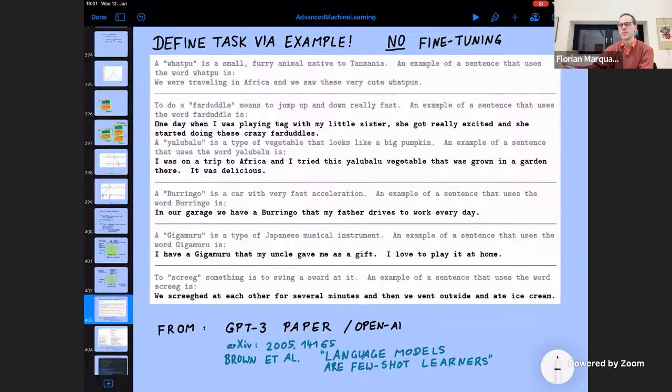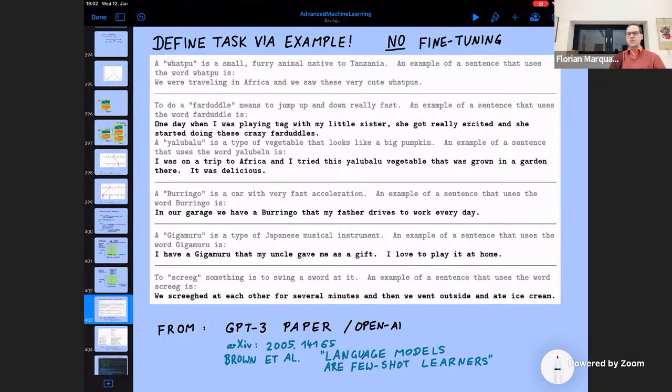And the funny thing is, just by having looked at this single example, the transformer model has understood what is the game that it's supposed to be playing now. And it produces a reasonable sentence that uses this new word, which really makes sense. And then they give other examples where they describe an imaginary word for a vegetable, and then it makes up a sentence that describes how it had a trip to Africa and found this vegetable growing in a garden. And so that's amazing.